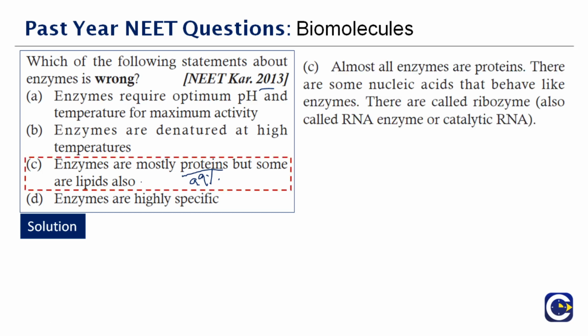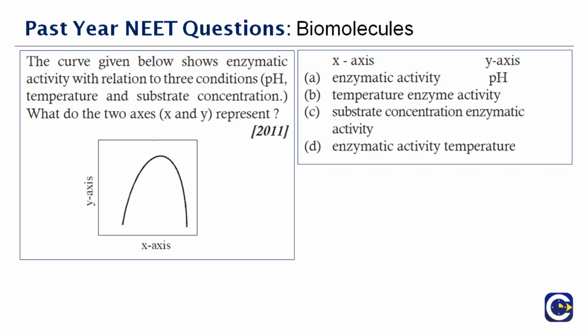Okay, next question. Look at this question here. This question was asked in the year 2011. The curve given below shows enzymatic activity with relation to 3 conditions: pH, temperature and substrate concentration. What do the two axes X and Y represent? So you just need to tell me what does it represent. Okay, so here they have given you temperature and substrate, and we have pH. All right. So what do you think will be X and Y? We're talking about X and Y, but we have 3 conditions. If it is just 2, we could have mentioned it easily and go.